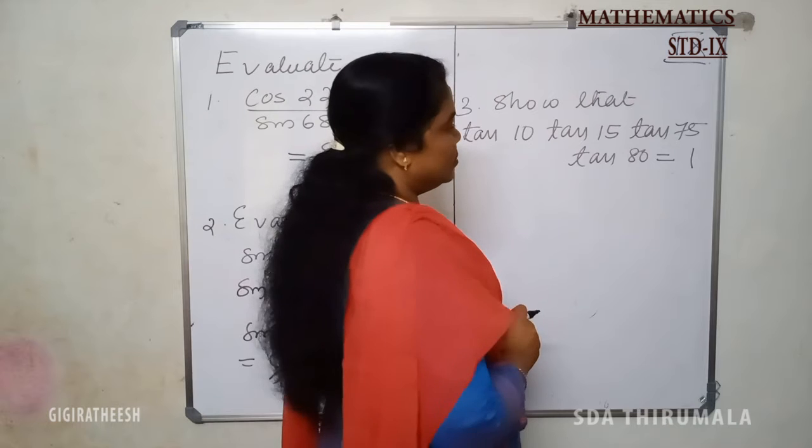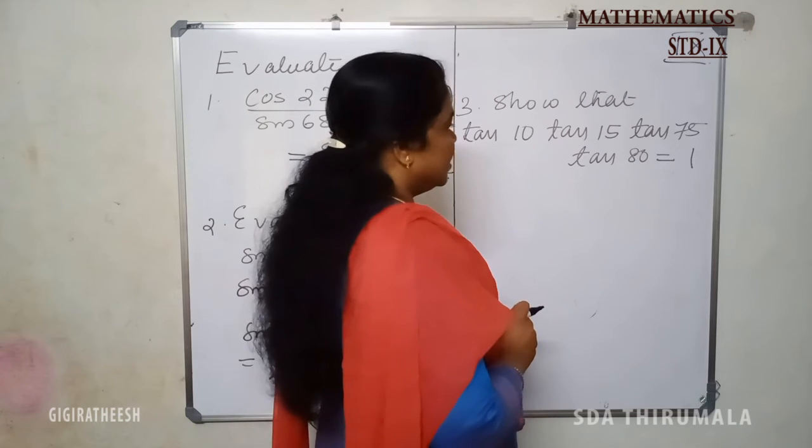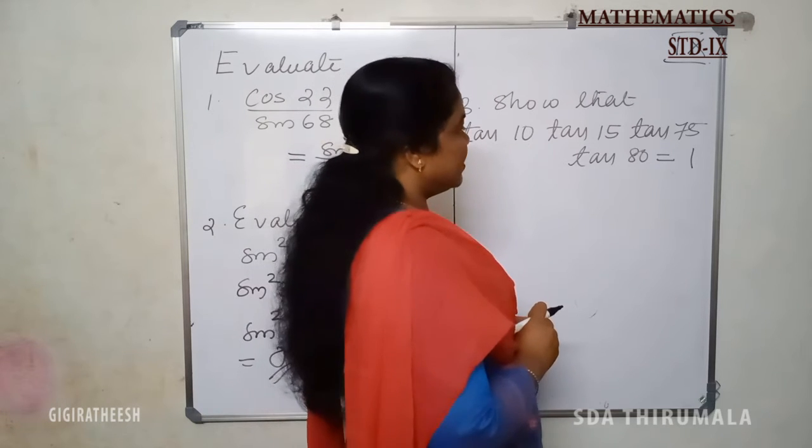Okay. And then the third question is, show that tan 10 into tan 15 into tan 75 into tan 80 is equal to 1. Tan 10 into tan 15 into tan 75 into tan 80.